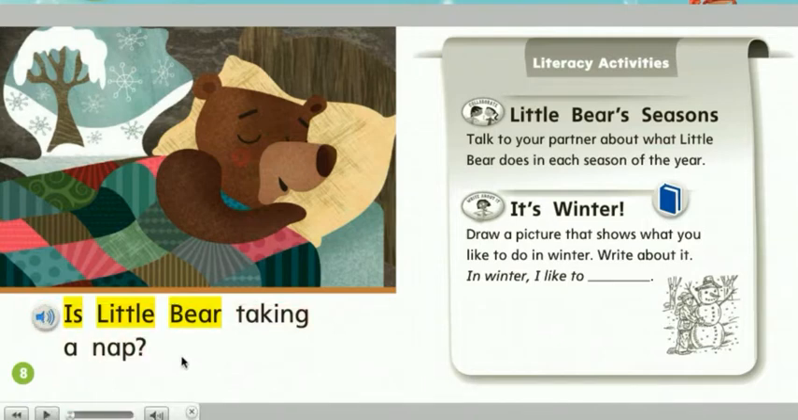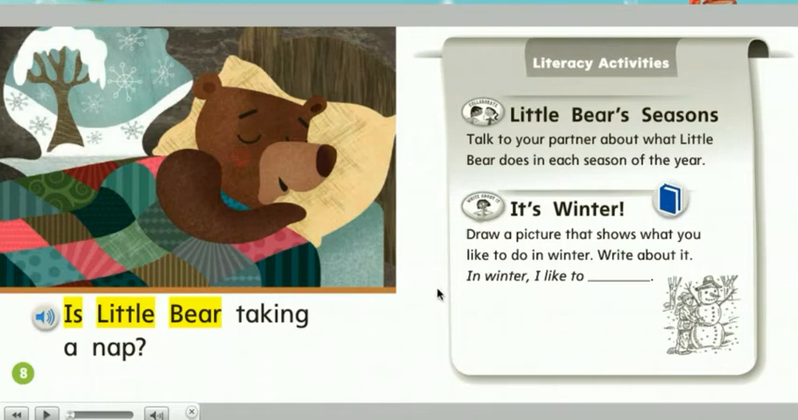Would you like to answer that question? Let's look at the picture. Is Little Bear taking a nap? Yes. So some people use question marks, especially if they would like to ask the reader a question. And indeed, this time they asked us the question. And we responded with an answer to say that yes, he is taking a nap. I really, really like this story.